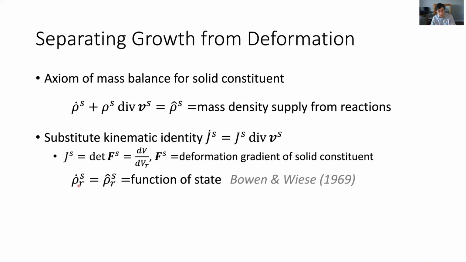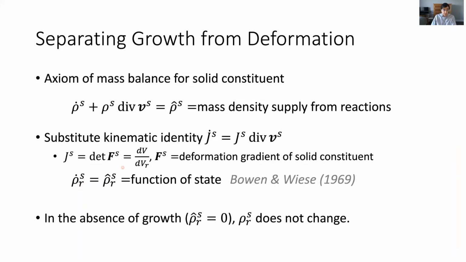Okay, let me skip through. So obviously, if this term is 0, then there's no growth. That means rho_RS doesn't change. So rho_RS dot would be 0. Okay, so this becomes the evolution equation for composition. Remember, internal variable theories require evolution equations, but you have to formulate them as an abstract concept. They're not based on any fundamental axiom of conservation.